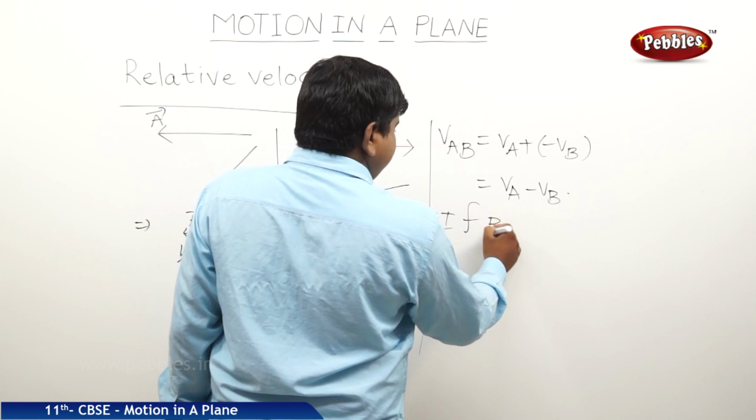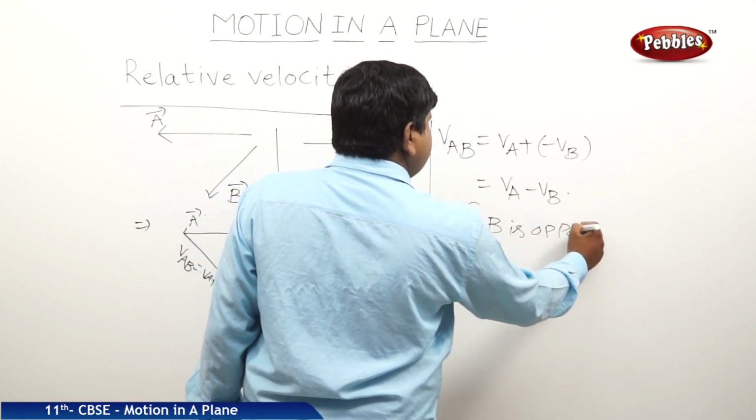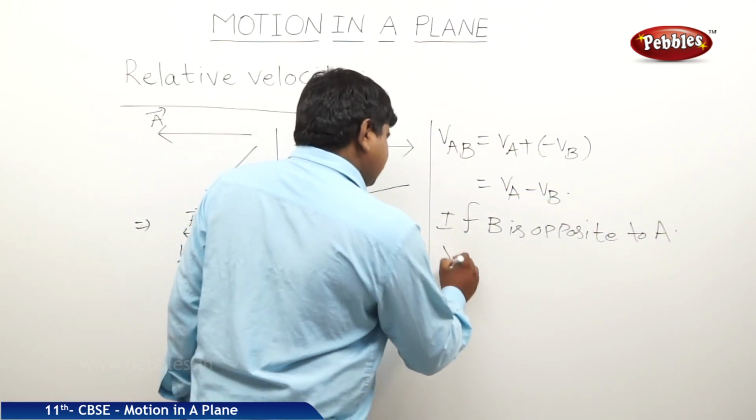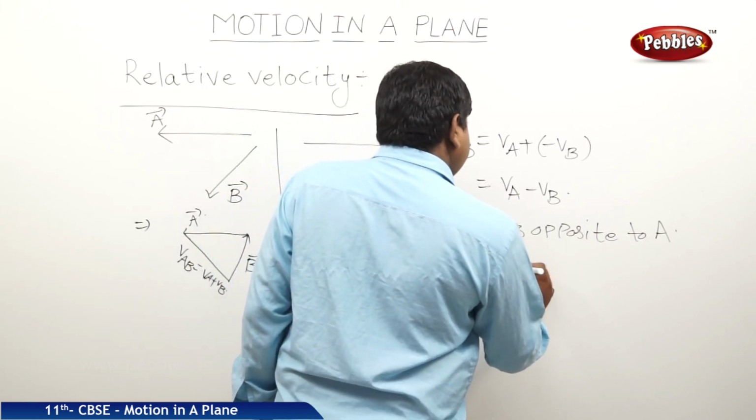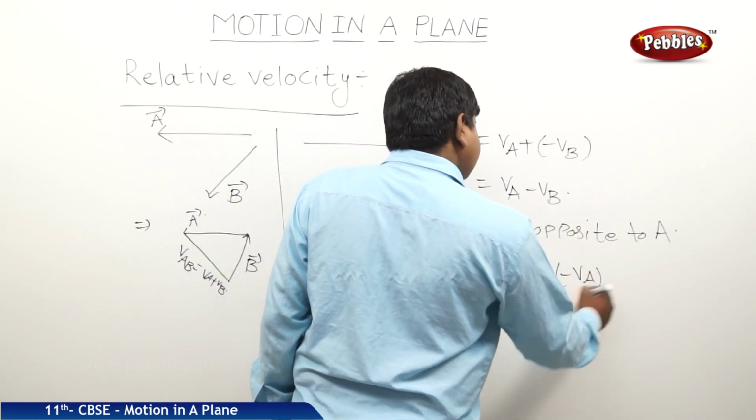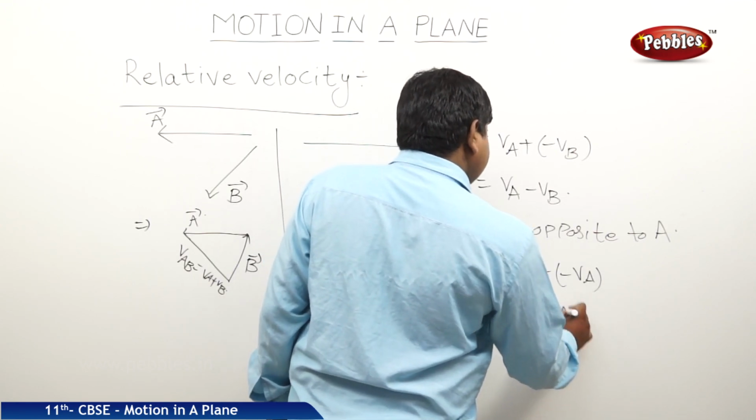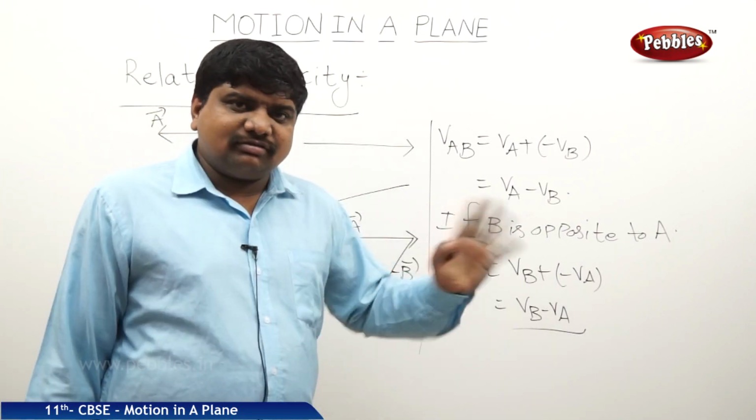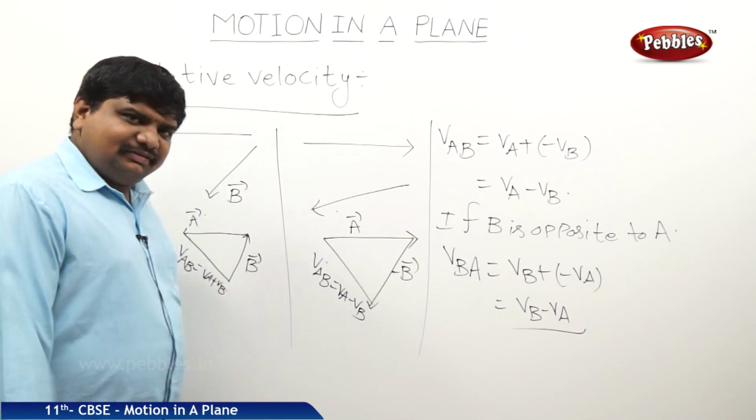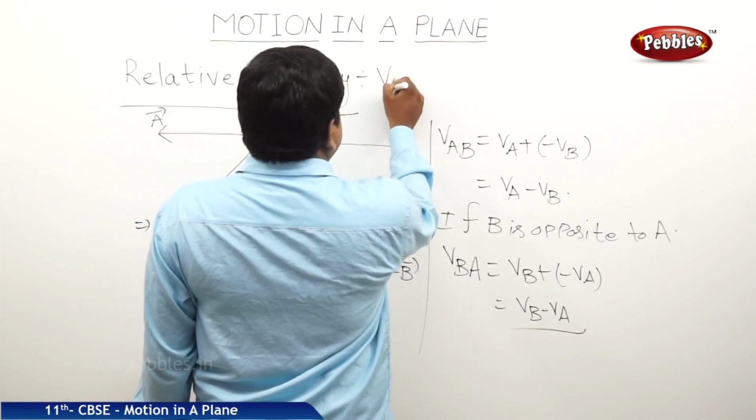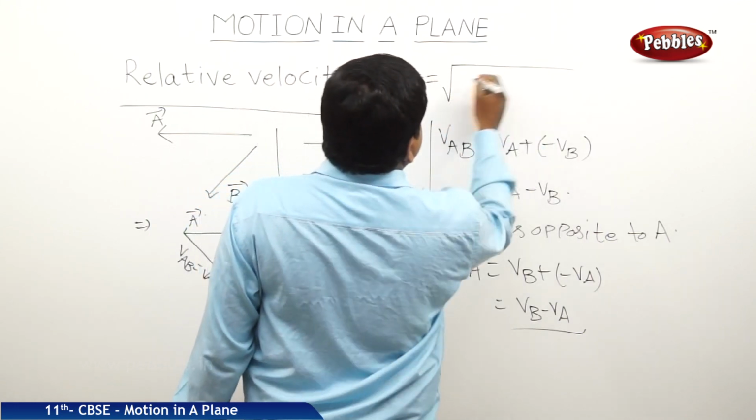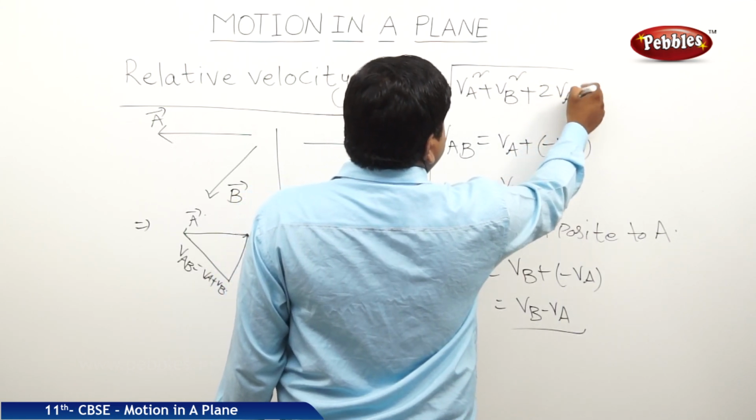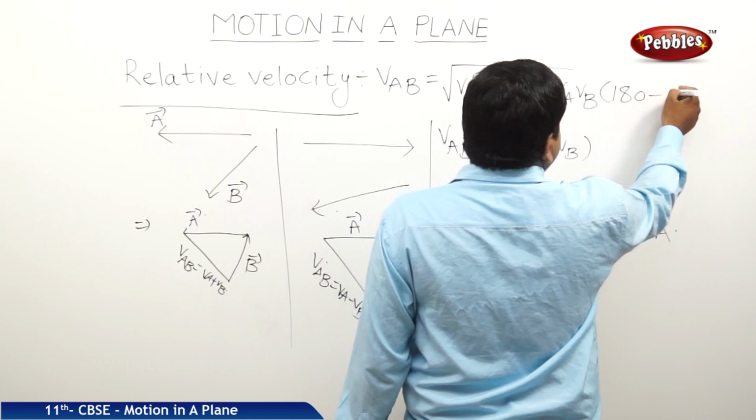If B is opposite to A, then we can write VBA is equal to VB plus of minus VA. Therefore, it is VB minus VA. As we know that in the subtraction of vectors, the commutative law is not valid. But what is the resultant of these type of vectors in case of magnitudes? Therefore, VAB is equal to square root of VA square plus VB square plus 2VA VB into cos 180 minus theta.